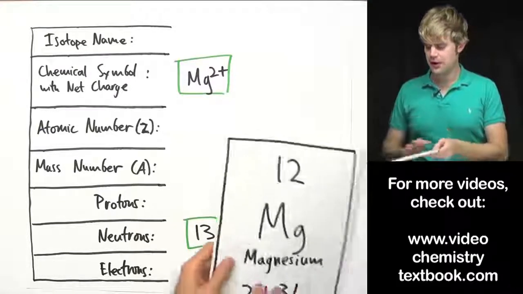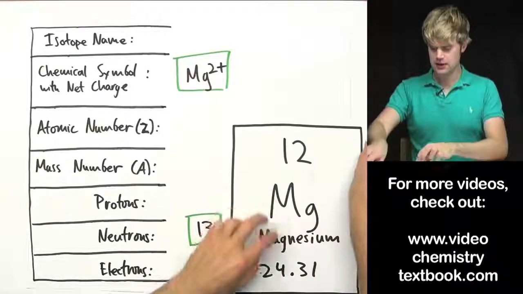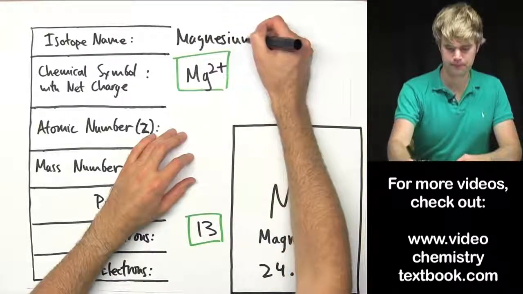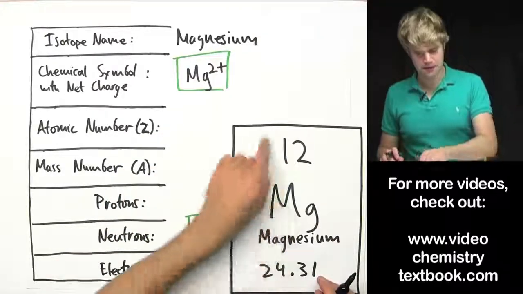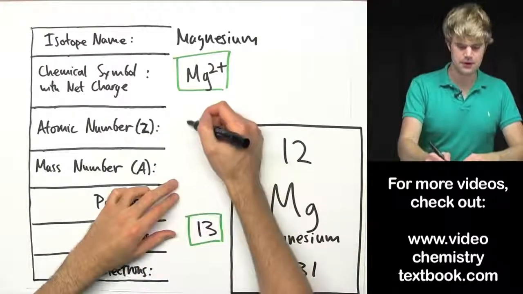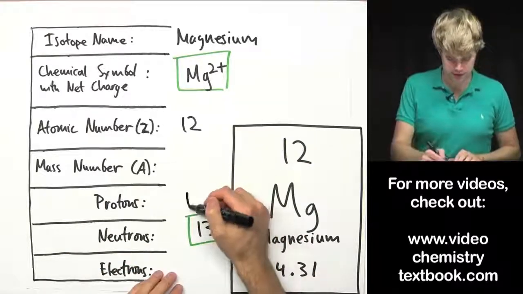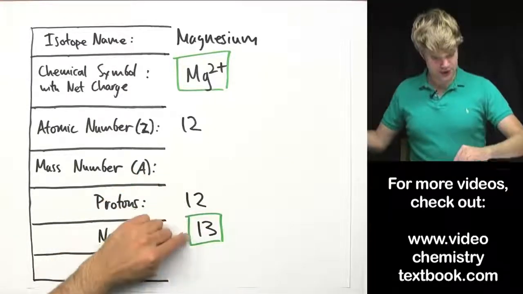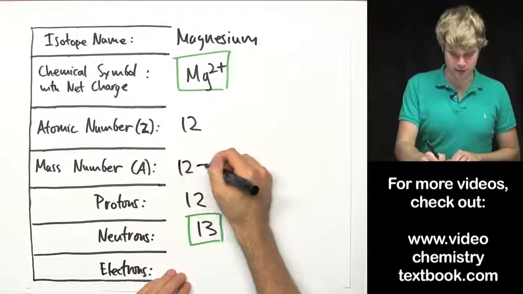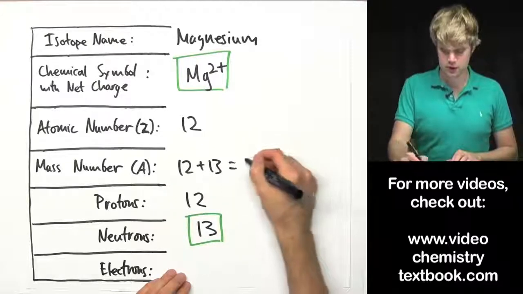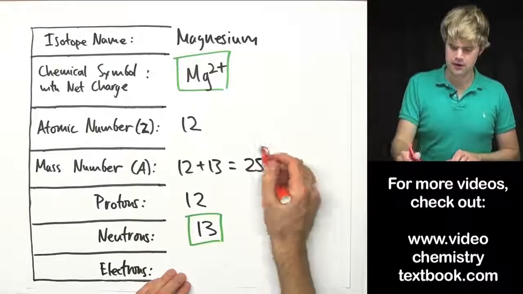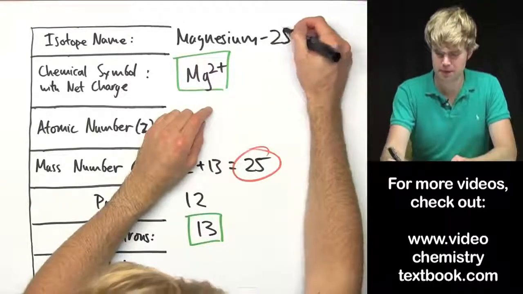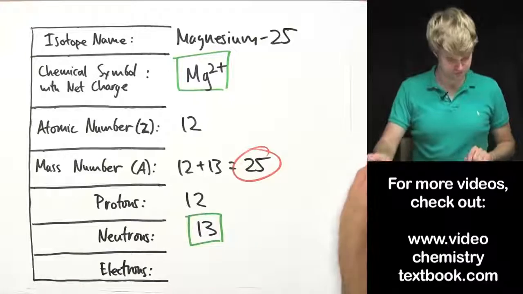I'll look this up on the periodic table. If you didn't already know this, Mg is magnesium. So I'll write that in here, magnesium. You look up magnesium on the periodic table, you can get the atomic number right up here, so that's 12. The number of protons is also 12 because they're the same thing. And now that I know protons and neutrons, I can get the mass number. 12 protons plus 13 neutrons equals 25. There's my mass number. And now I can use the mass number to finish up the isotope name up here. It's going to be magnesium 25.